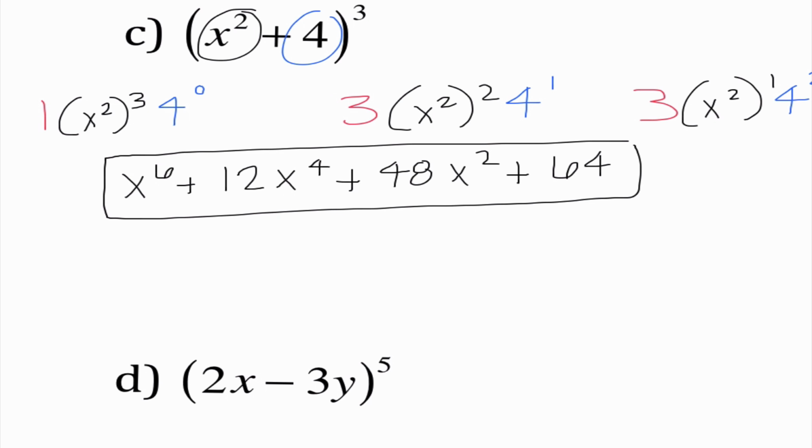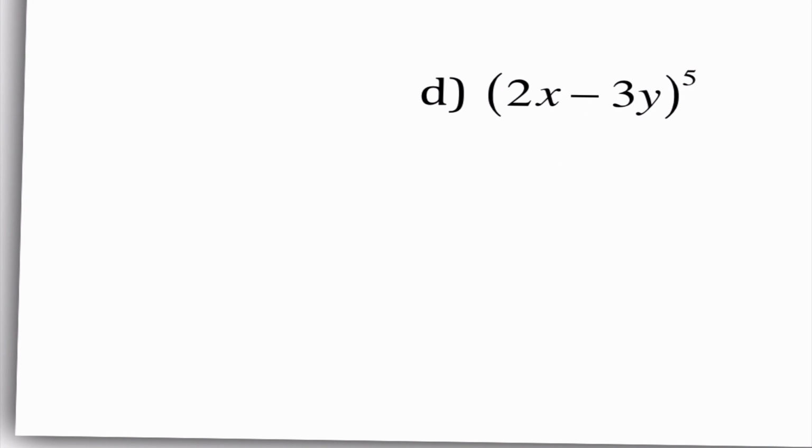Now notice this time, our terms don't add up to be 3, and the reason is because one of these terms was not a variable. It was a constant. Our other term had a higher power to begin with, so that made it a little bit different. Okay, D is the toughest one we've gone through so far here.